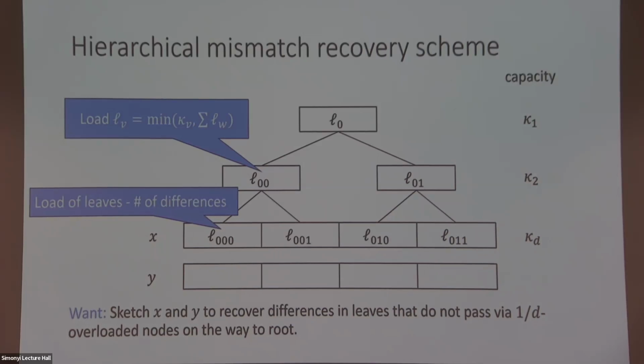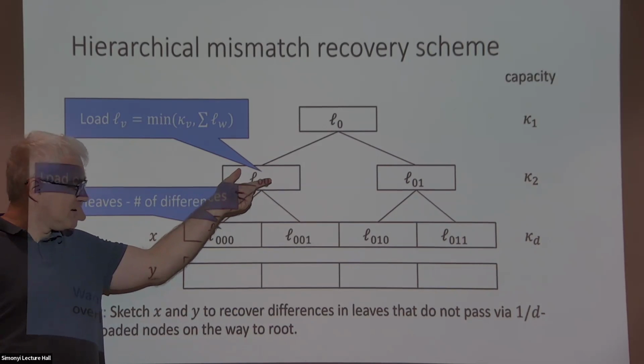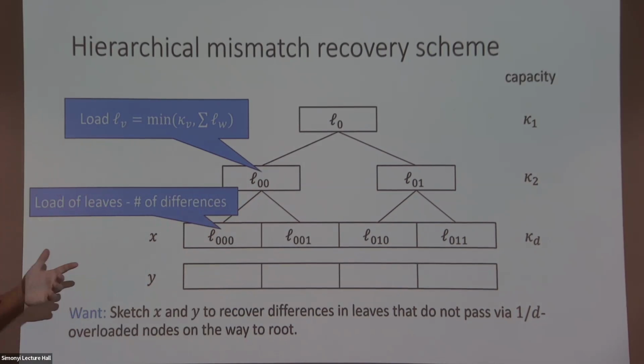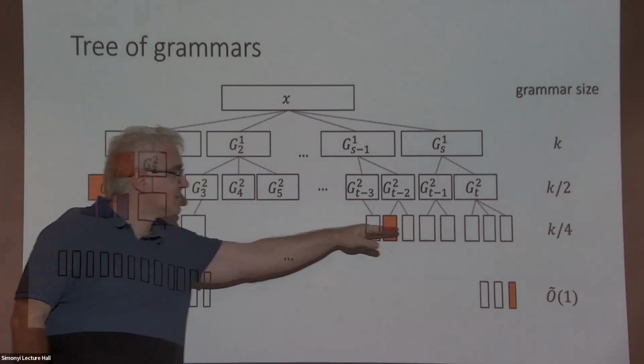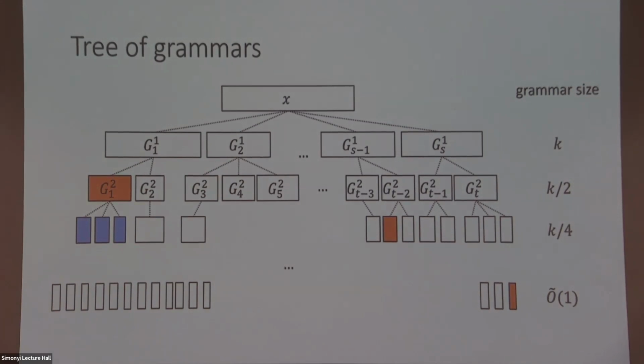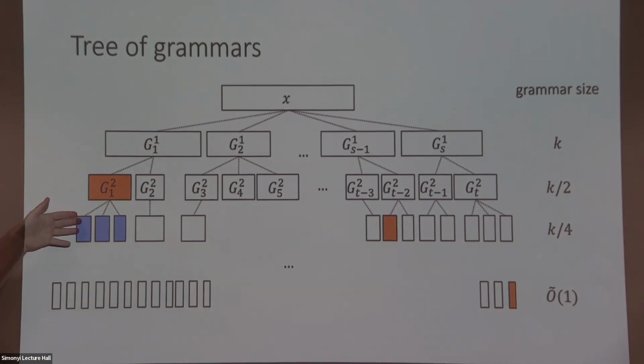What the gadget does is suppress the places in the tree where there is a lot of errors, and it lets you recover the pieces which contain just few errors. We have a nice, easy randomized solution for that, based on work which others did in the past, but it's not hard to do. We apply this hierarchical mismatch recovery scheme on each level independently, and the capacities are set to the grammar size, more or less.